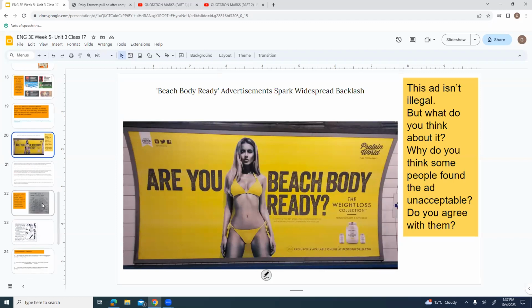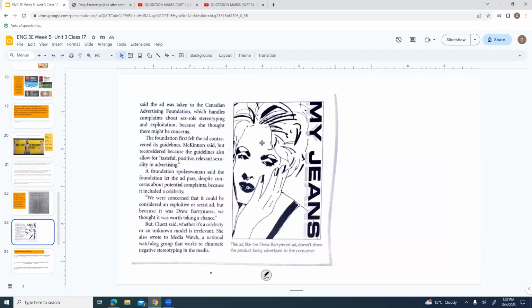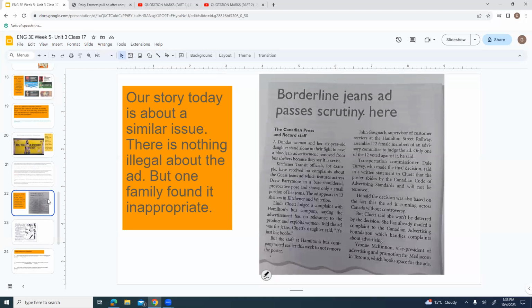So the story we're going to be tackling today is kind of similar. There's nothing illegal about the ad, but there is a complaint about the ad, and one family found it inappropriate and complained about it. So here's the ad. The ad doesn't actually show here. If you see here, this is kind of a physical representation of the ad, but we'll talk about the story. Borderline jeans ad passes scrutiny here.